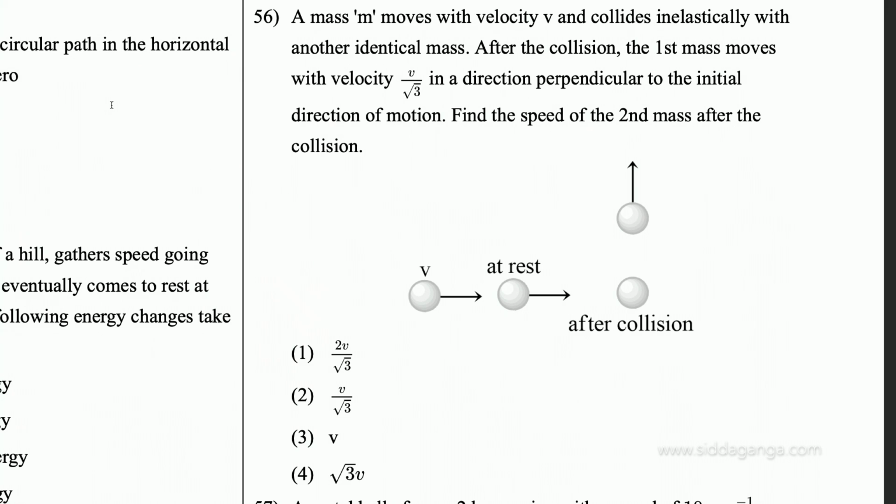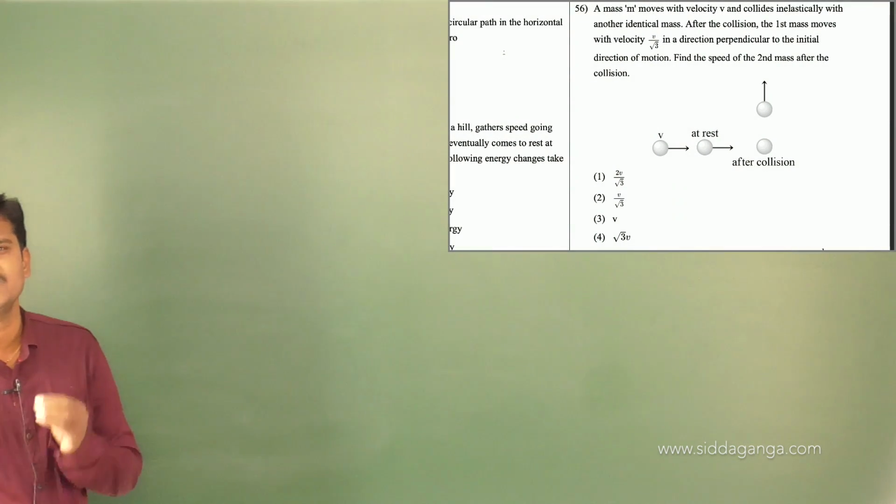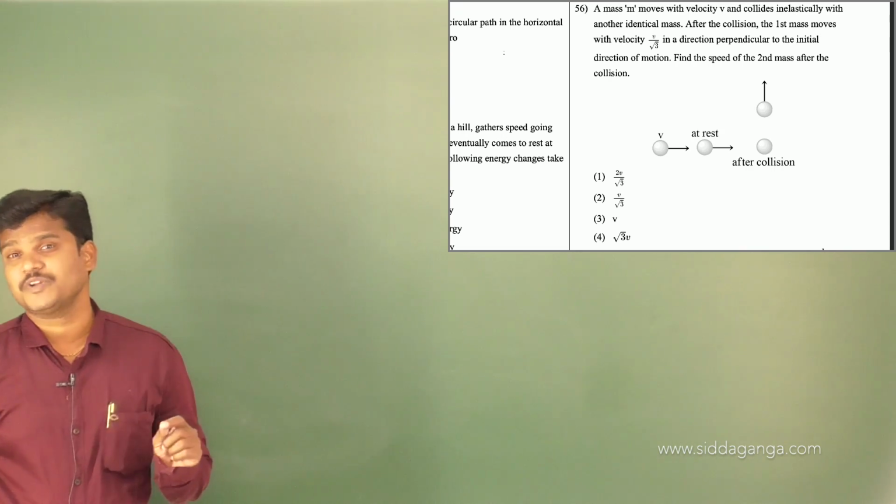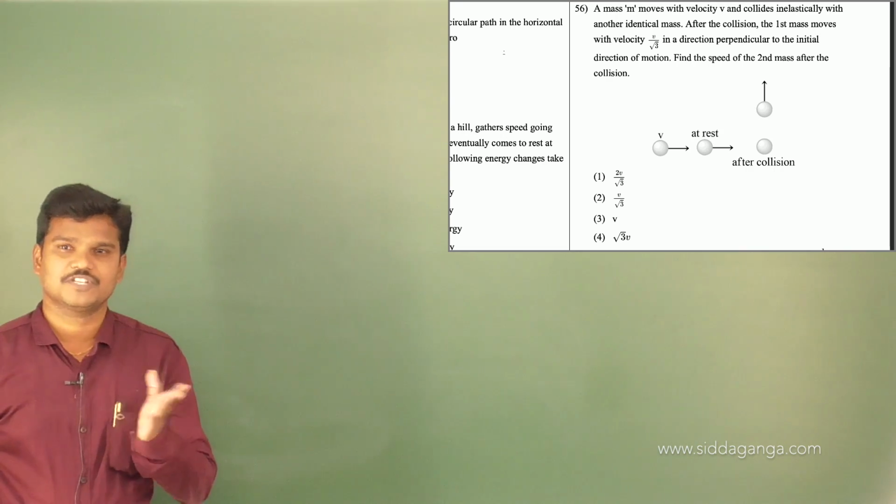Yeah, this is also a good question. A mass m moves with a velocity v and collides inelastically with another identical mass. After the collision, the first mass moves with a velocity v by root 3 in a direction perpendicular to the initial direction of motion. Find the speed of the second mass after the collision. See, the first mass moves with a speed v and is going to strike the body which is at rest. After the collision, the first mass moves perpendicular to the original direction.